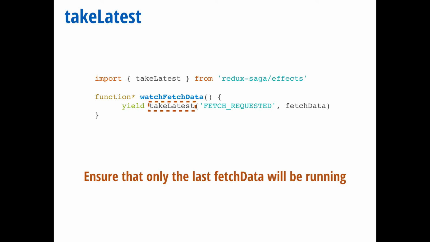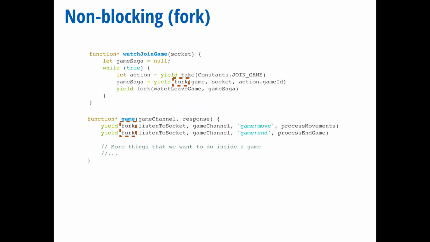If you have this particular requirement, it could be useful. Then, another important one is fork. Imagine, for instance, in our game, when the user joins a game, we watch for the action join game, and then we don't want to write all the saga for the game. I mean, we have a separate set of stuff that can happen.